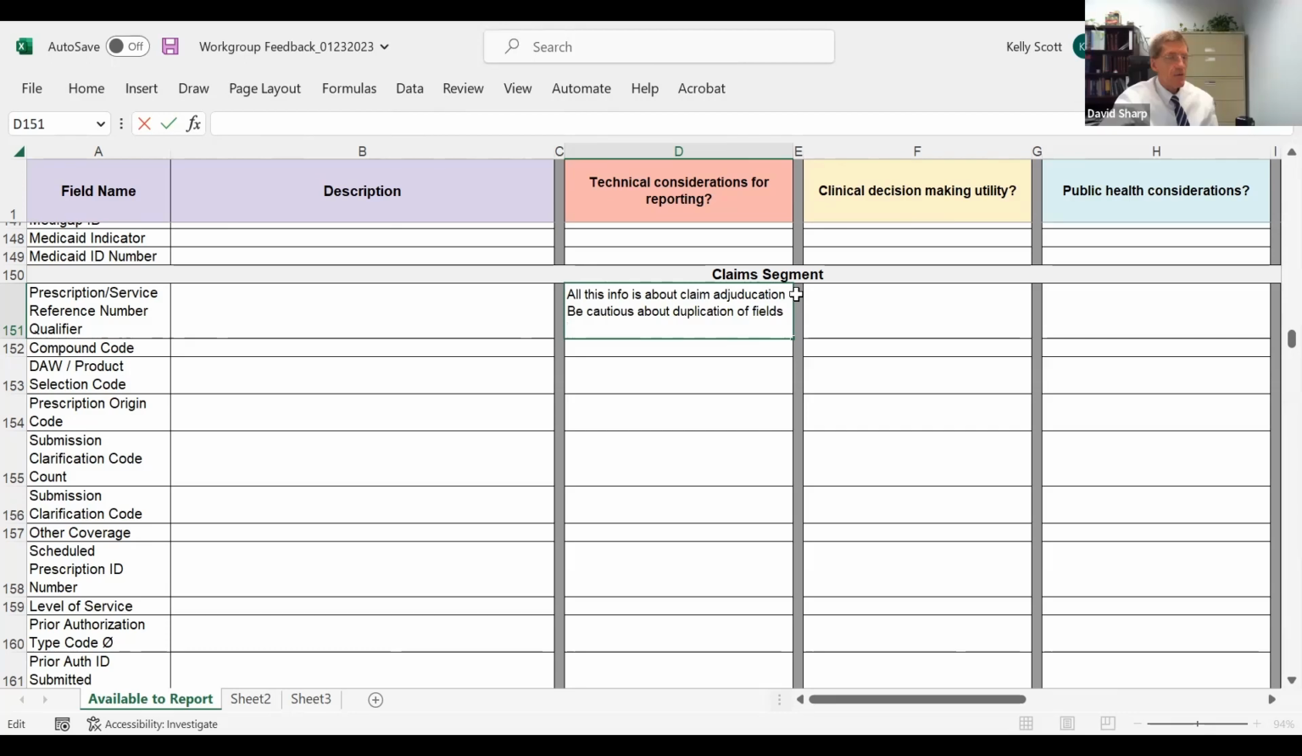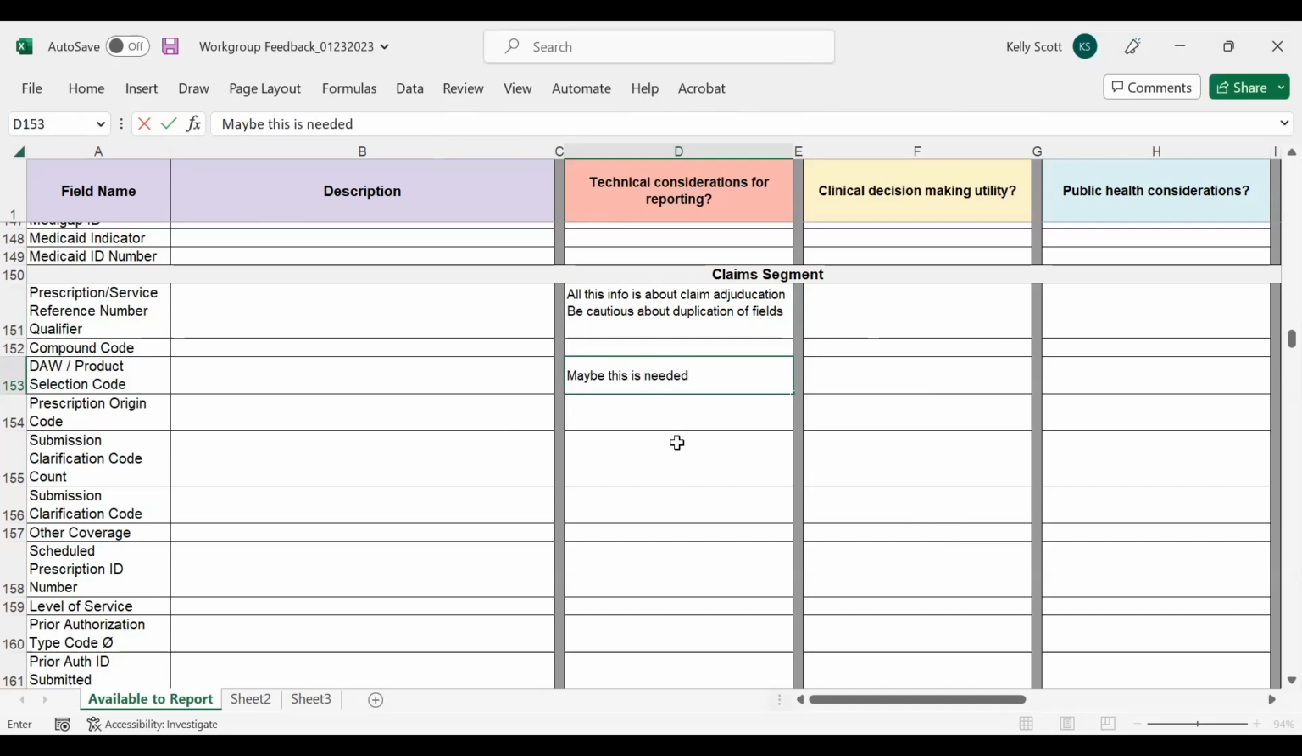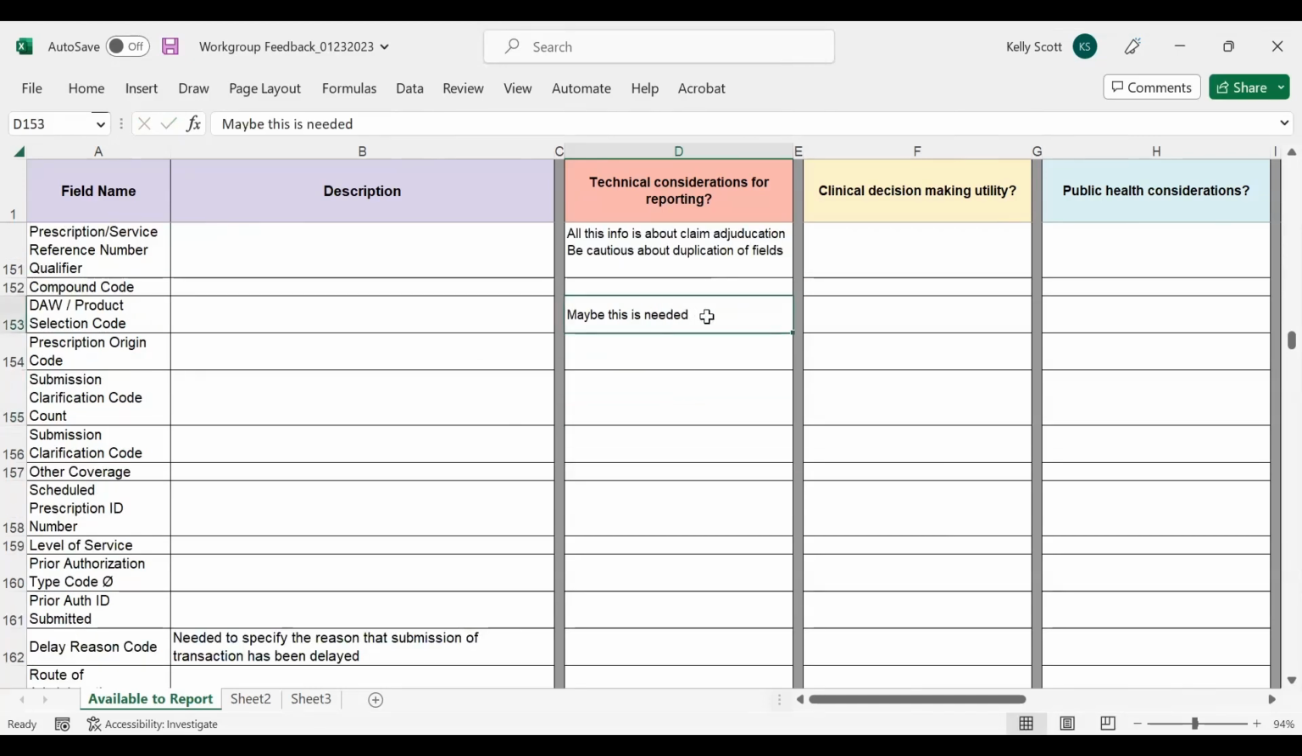So is it then the group's determination that the elements listed here, except the one field, are more claims adjudication, and we shouldn't spend too much time with them? I would agree with that. The rest of the fields in here, David, except for DAW and prescription origin code, are all override type fields.